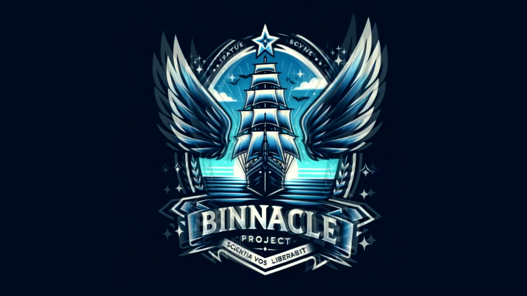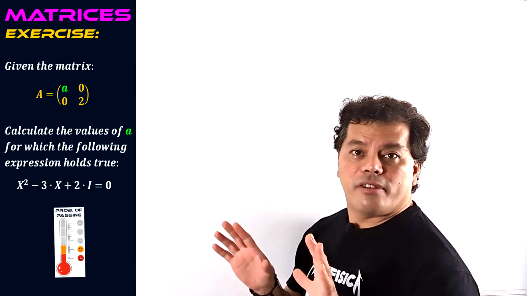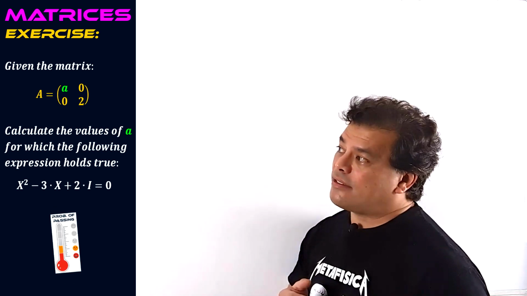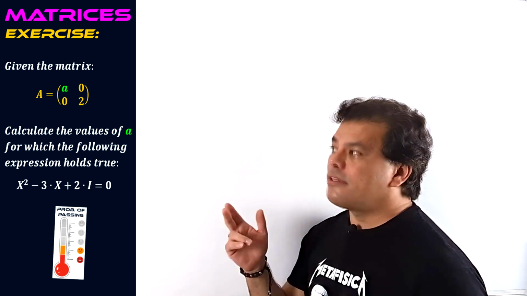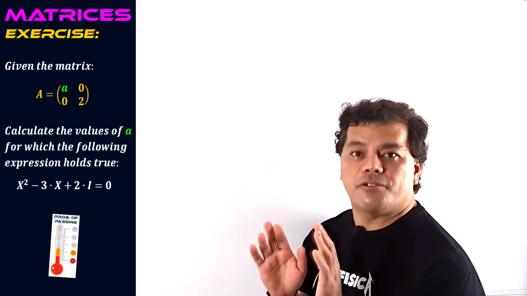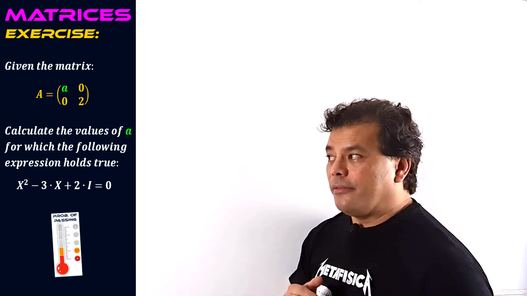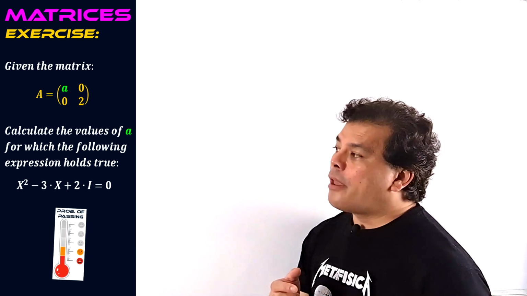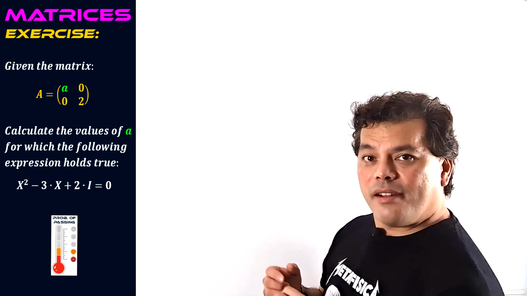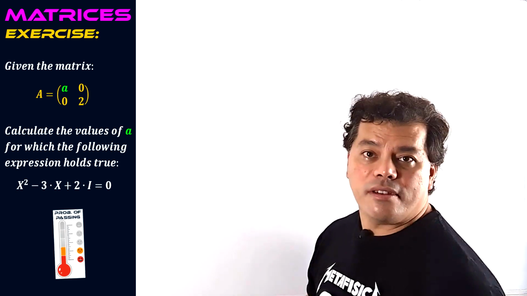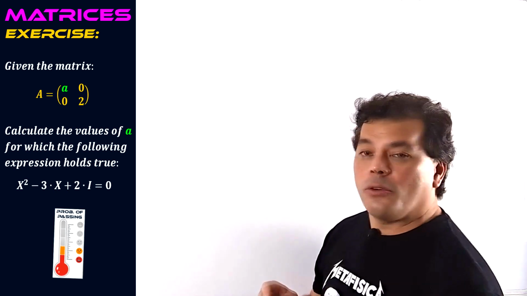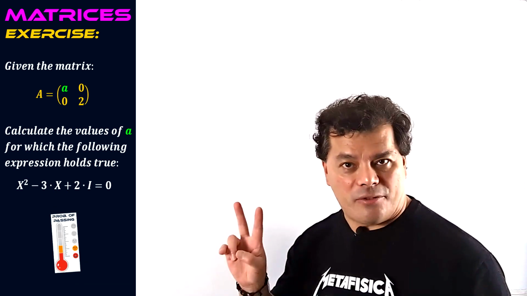Rock and roll! As always, let's read the problem together. It says, given the matrix X, and there you can see that it's a square matrix, A, 0, 0, 2, calculate the values of A for which the following expression holds true. X squared minus 3 times X plus 2 times the identity matrix equals 0. I must tell you that this 0 we just read is not the usual 0, but it's the null matrix of order 2, because the right side of the equation will give us an order 2 matrix.